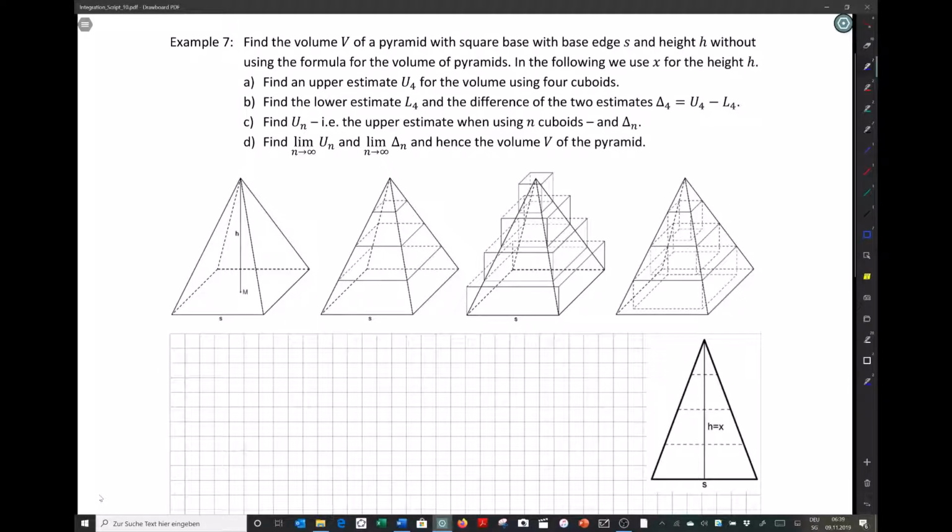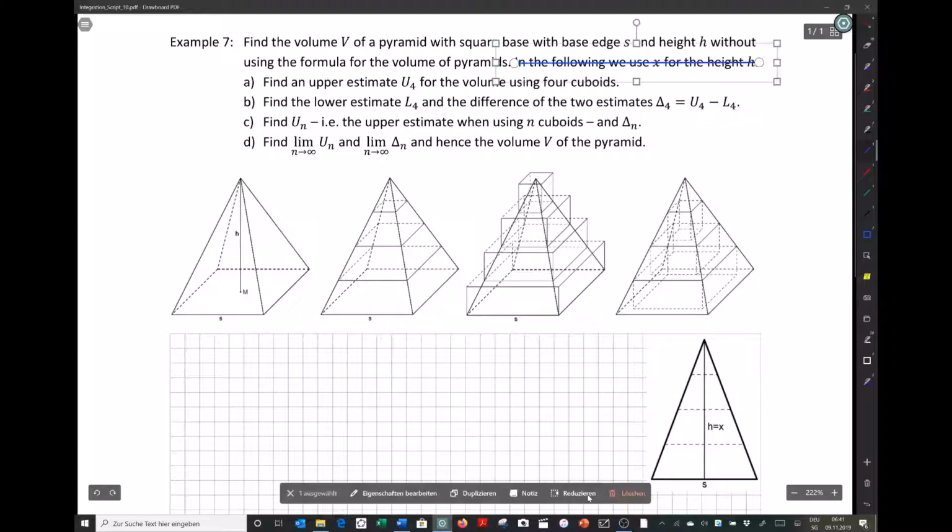In this difficult example, we're going to show that the formula for the volume of a pyramid can be found using integration. First, let us correct two small mistakes in the task. Let us remove this one sentence here. It makes no sense, and correspondingly here the equals x should not be.